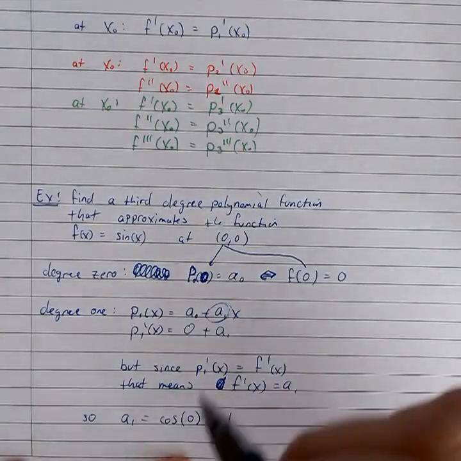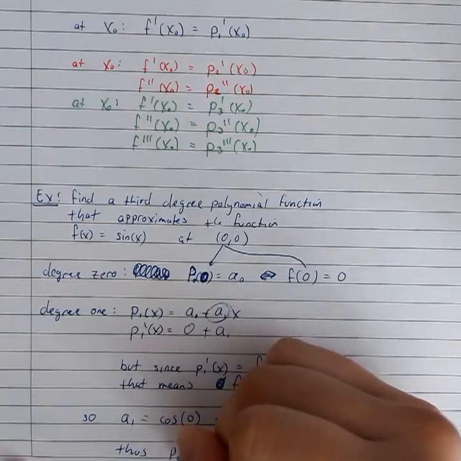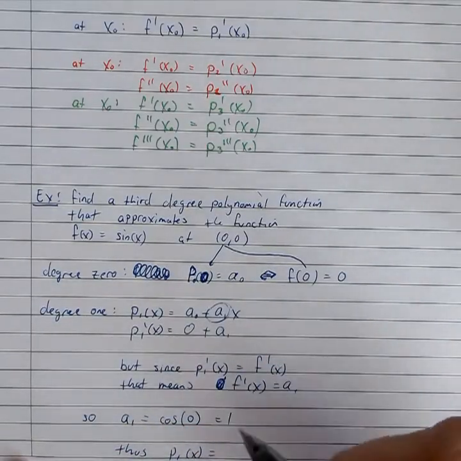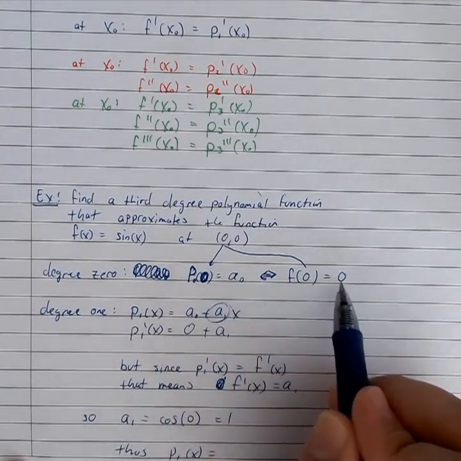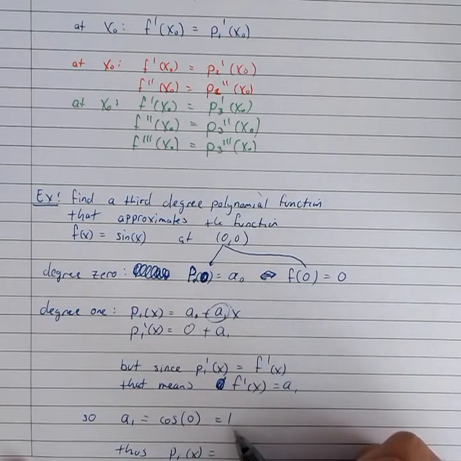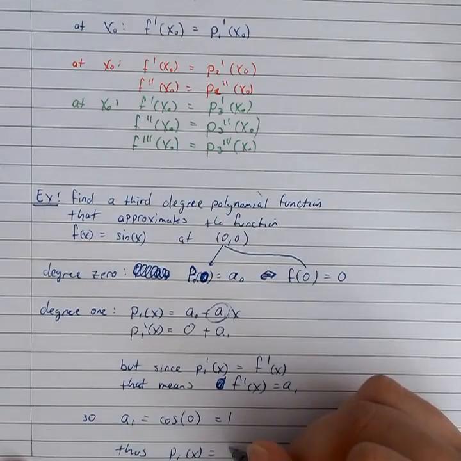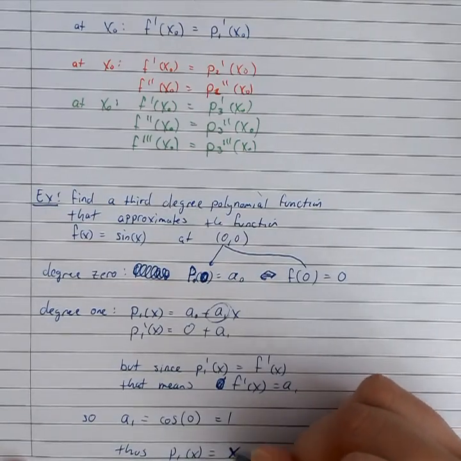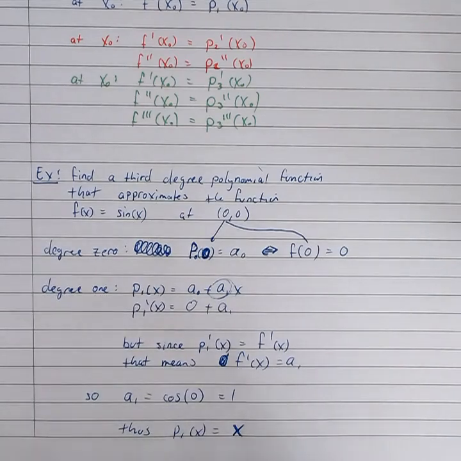So then that means that p1 of x is equal to, well, we know that first number was 0 because we found it above. A sub 0 was 0. Plus, now we know a1 is equal to the number 1. So it's going to be 0 plus 1x. So it's just 1x, just like that. So this is a first degree polynomial function that approximates sine of x.